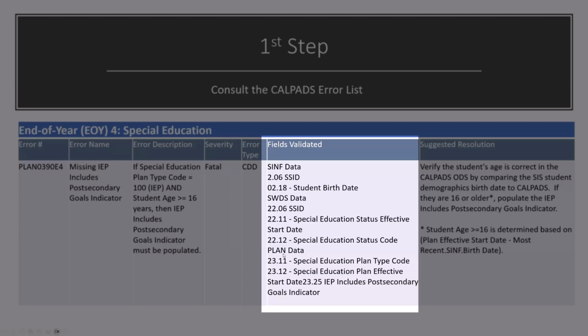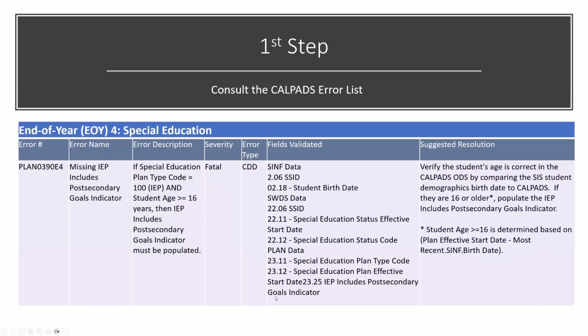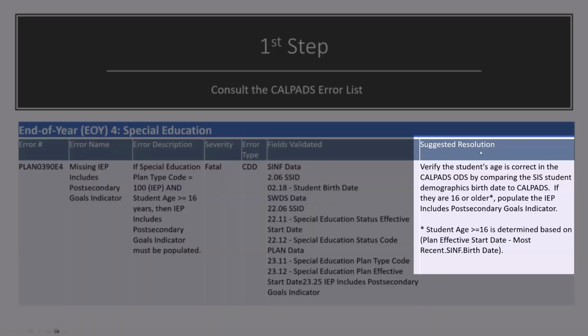And then we're going to look at the plan data. It's important to compare the plan effective start date of the record that is missing the IEP includes post-secondary goals. So you want to make sure that the plan is effective over the student's 16th birthday, which requires that data to be populated. And then the suggested resolution helps us think about ways to correct the error.